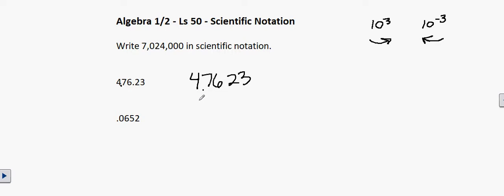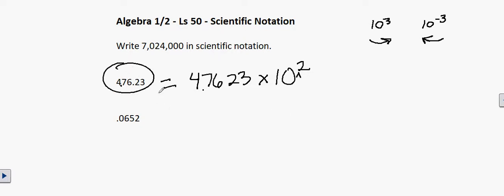Now, how many times did I have to move the decimal over? 2 spots to the left. Did I just make this number smaller or bigger? It's definitely smaller now by moving it from where it was. Therefore, if we want to show what the number is really worth, to make this equal, we need to put this 10 to a power of 2. Because if I, check this on your calculator right now, multiply 4.7623 times 10 caret 2, or 10 times 10, it'll go back to the original number. That's what we want to do.